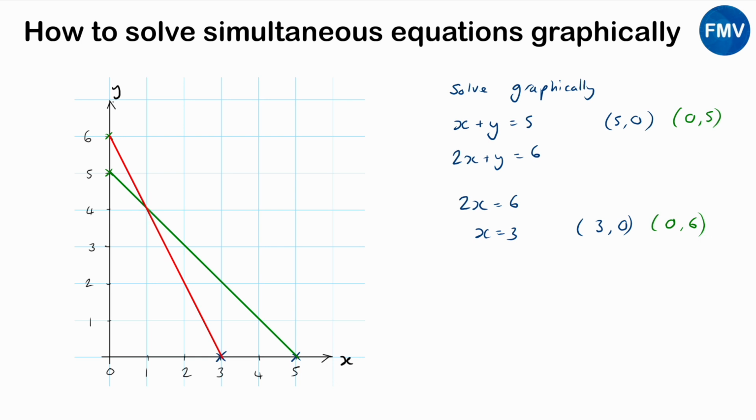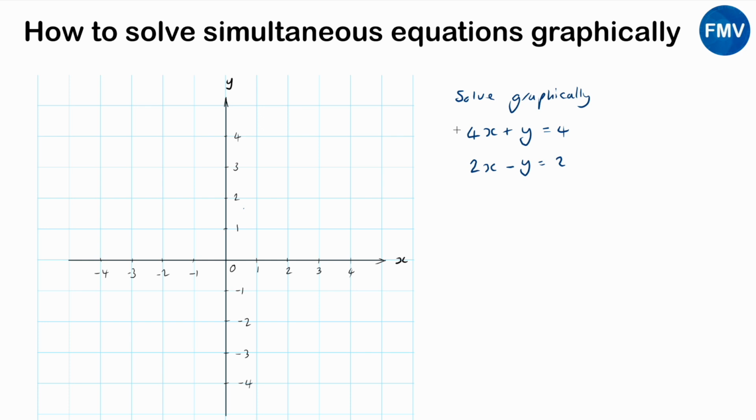So what we do is we look at that. Well, that x coordinate is 1 and the y coordinate is 4. So you're just looking down and across. So we can say the solution is x equals 1 and y equals 4. And that's our first one solved. So let's look at another question.